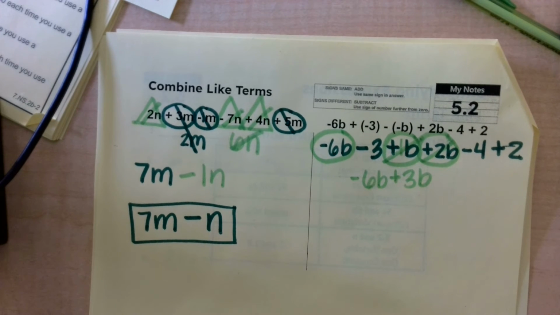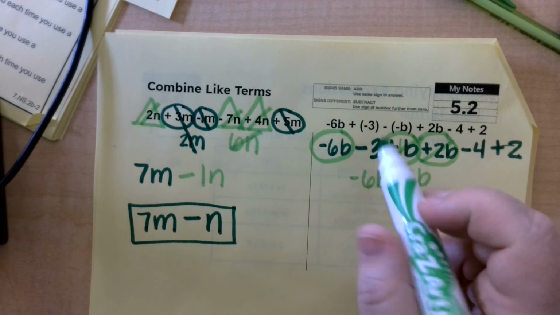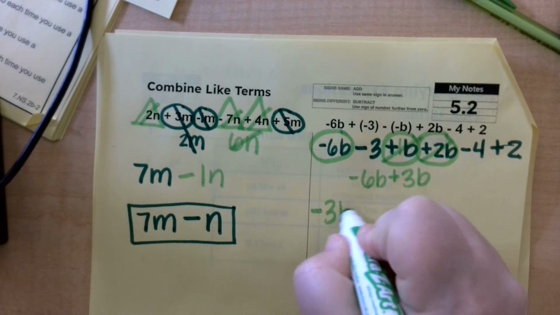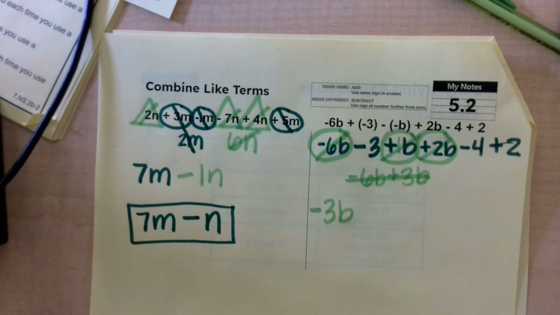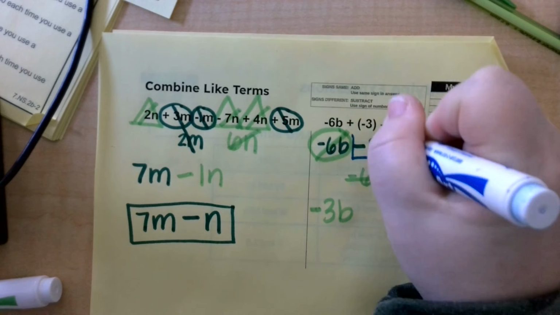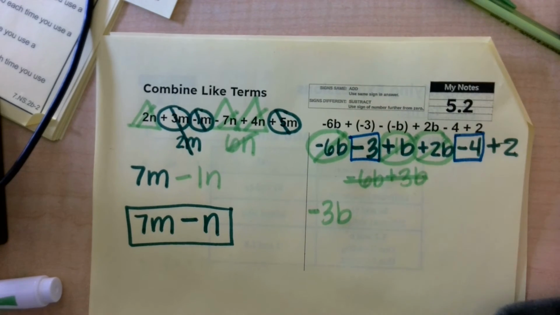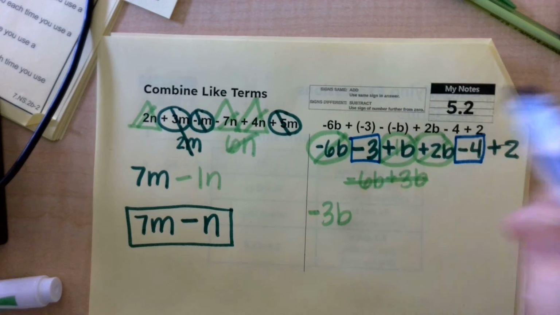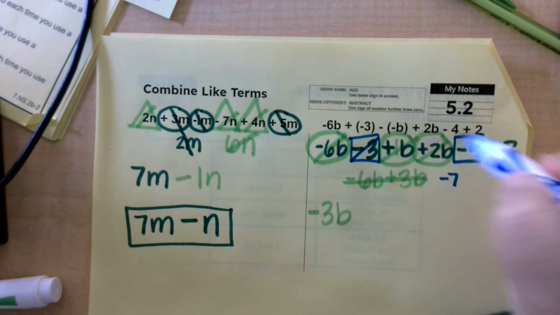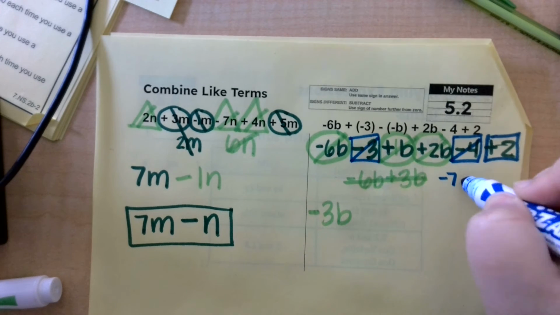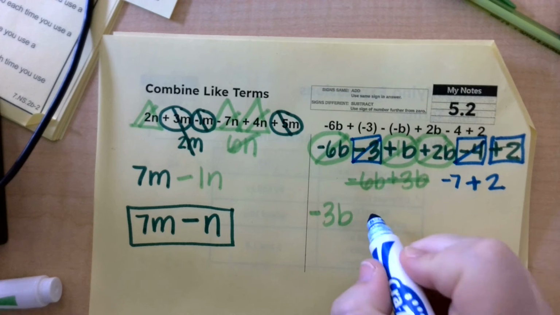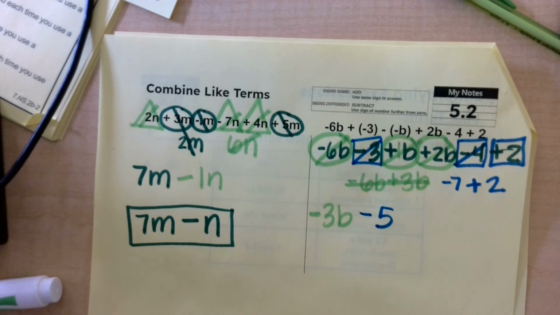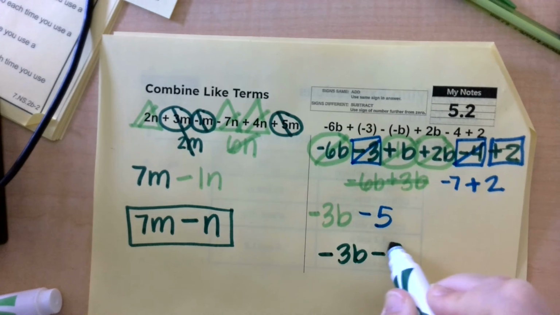I'll add those two together. Negative 6 plus 3 is negative 3b. All right, I'm done with all my b's. Now let's do our numbers. Negative 3 and a negative 4 make negative 7. Cross, cross. And then I have a plus 2. Negative 7 plus 2 is a negative 5. So my final answer is negative 3b minus 5.